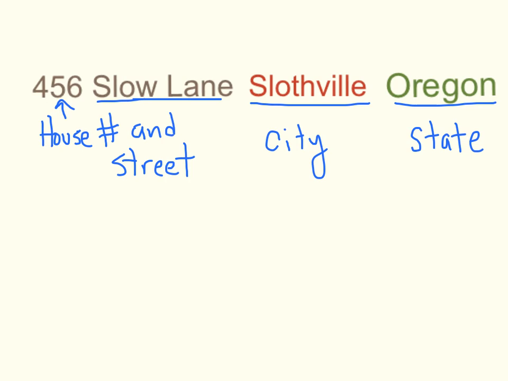So now if I want to add commas to those, I need to separate them all by a comma. So for instance, I'm going to have 456 Slow Lane, comma, Slothville, comma, Oregon. So I've separated my house number and street from the city and from the state.